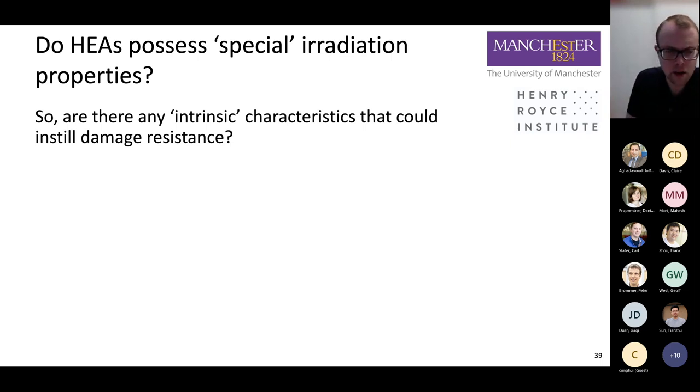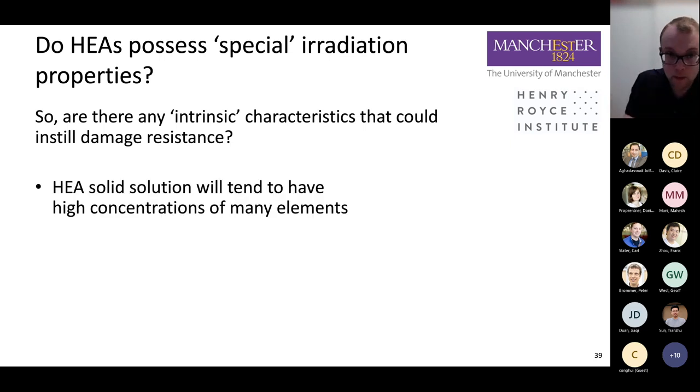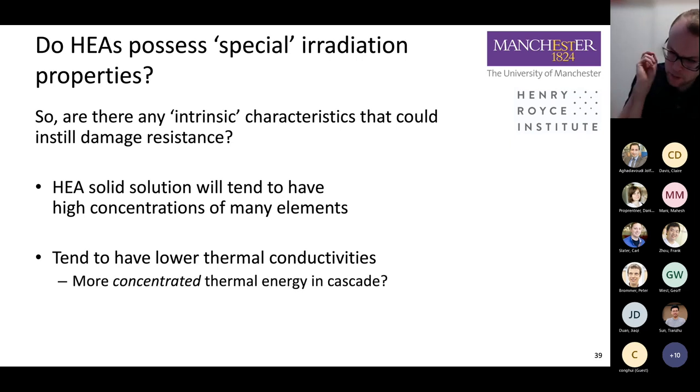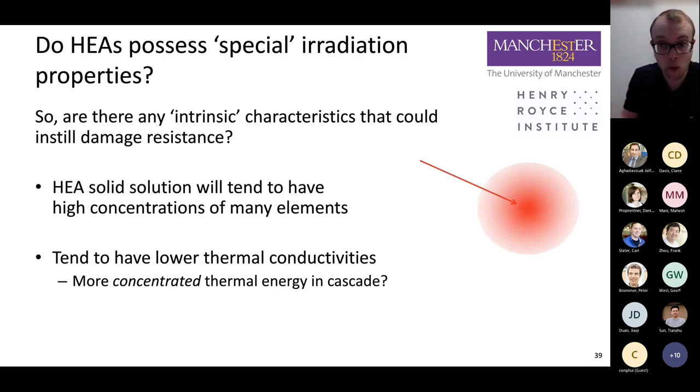We can still ask the question: are there any intrinsic characteristics that could instill damage resistance in high-entropy alloys? Well, I'll give you an example of one that could be fairly universal to lots of high-entropy alloys. High-entropy alloy solid solutions tend to have high concentrations of many elements. We know that that's what high-entropy alloys are all about. But this means that, sometimes a good thing, sometimes a bad thing, they tend to have lower thermal conductivities. So the question is, if they do have lower thermal conductivities, does this mean that when we fire our neutron or proton into the material and create that damage cascade, the thermal energy gets concentrated in that cascade for a longer period of time over a smaller volume, which means there's more time for radiation damage defects, irradiation defects, to recombine?